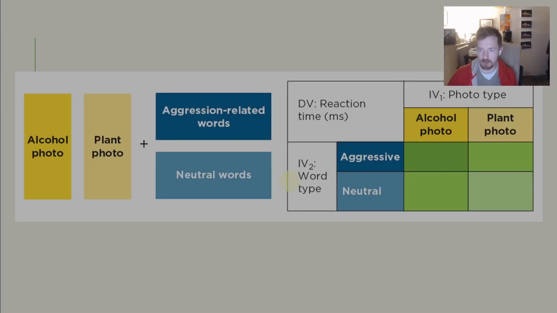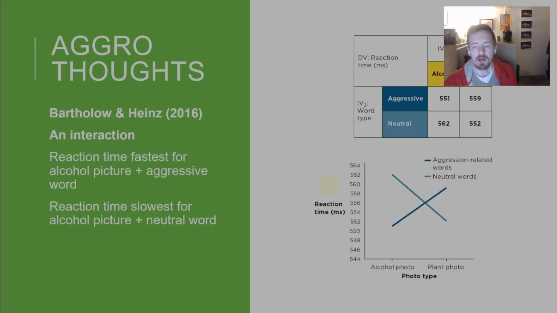So here again, we have a 2x2 design, where we have the independent variable of photo type broken down into two separate conditions, or two separate levels, I should say. And then we have the word type, which is also broken down into two separate levels. So this would be a 2x2.